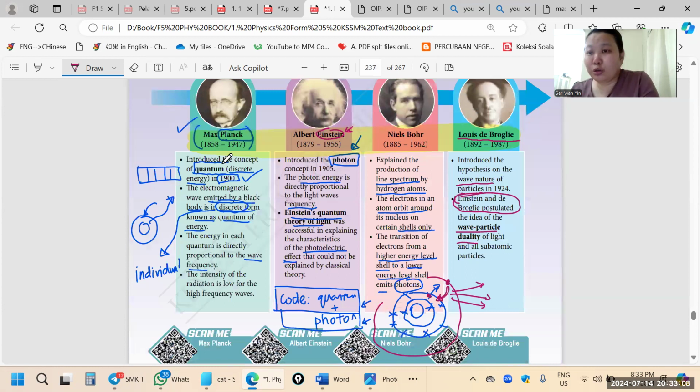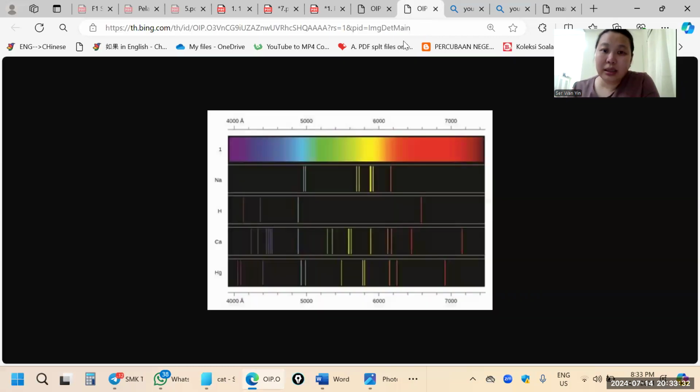Max Planck introduced the quantum concept. Quantum physics means he said energy is in a discrete form and in a packet. Einstein said there is photon energy, meaning energy from light. Photon means light energy. Now, what's the difference between light energy and photon energy? Normally, we say light energy is continuous, but photon energy is discrete, separated one by one in a packet.